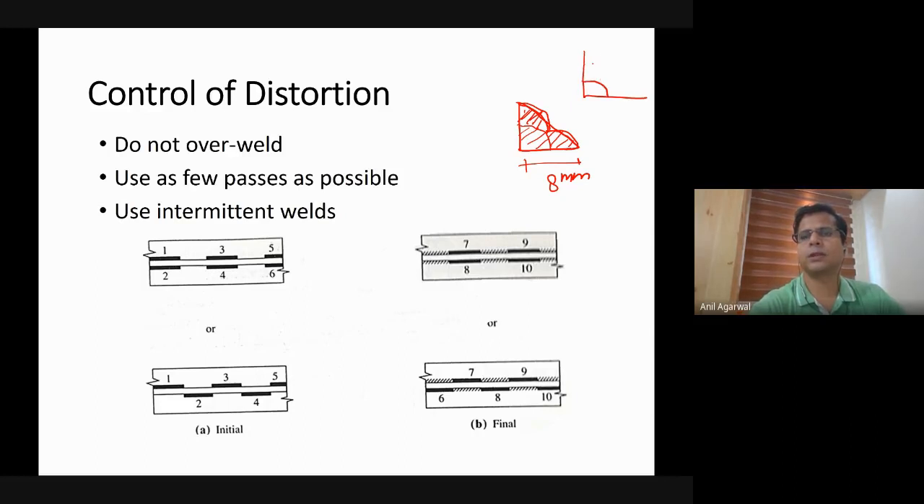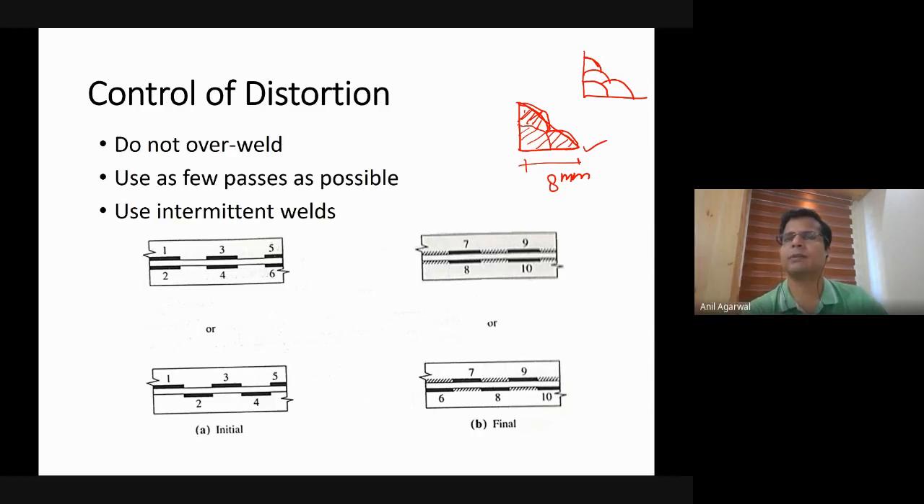I can do this, and then I can do this and this and this. Let's say I can do the same weld in 4 passes. Now it is better to go for as few passes as possible, or in other words, use the thickest possible electrode for that weld size.